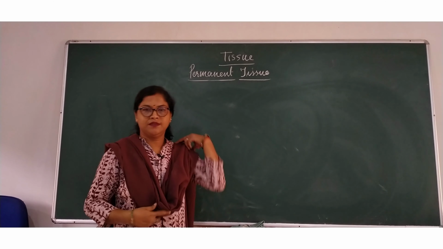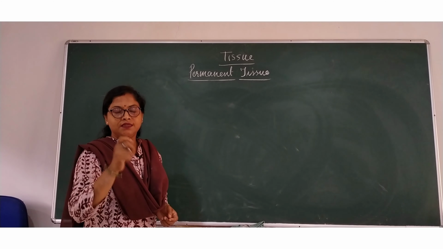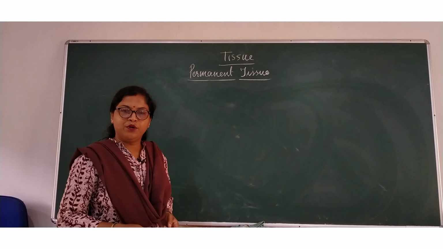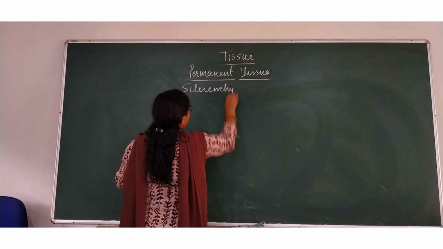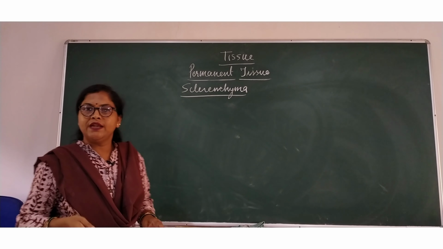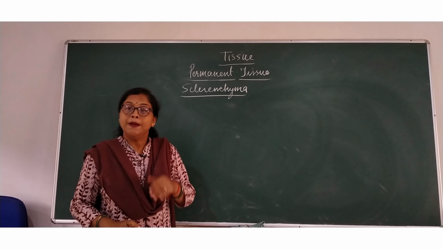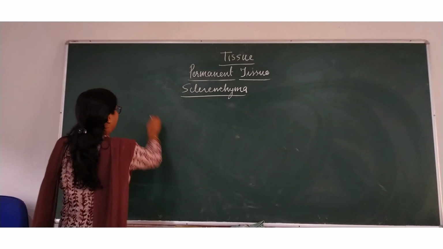Hello students. So now I am going to explain the third type of ground tissues called sclerenchyma. I have told you that parenchyma and collenchyma are living cells. But sclerenchyma cells die at maturity. What does that mean, you know?